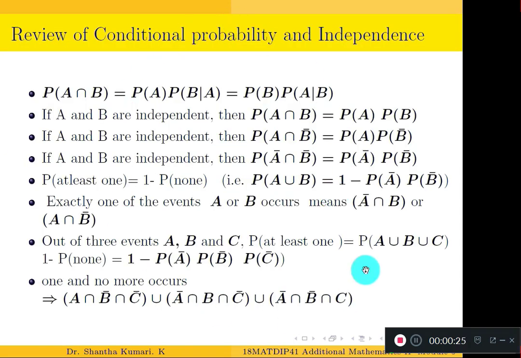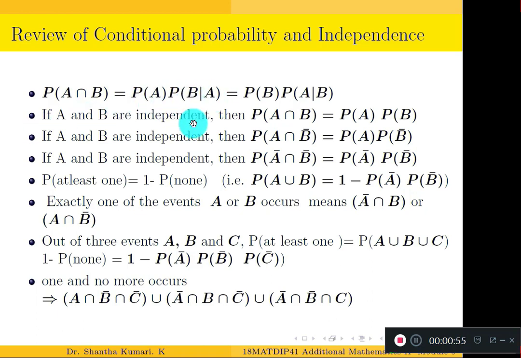Now before going to the problems, just once again recall all the formulae which are required. P of A intersection B is P of A into P of B given A, or P of B into P of A given B. This is the conditional probability formula, the probability of the intersection using conditional probability. And if A and B are independent, then the condition is not important. Then this can be written as only P of A into P of B.